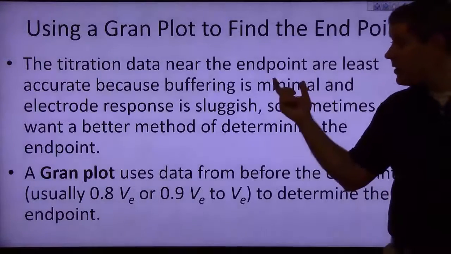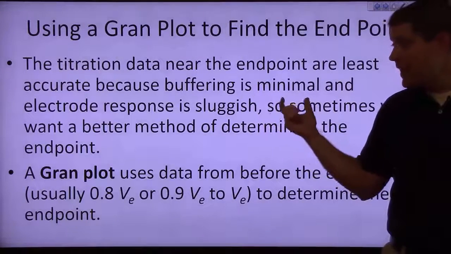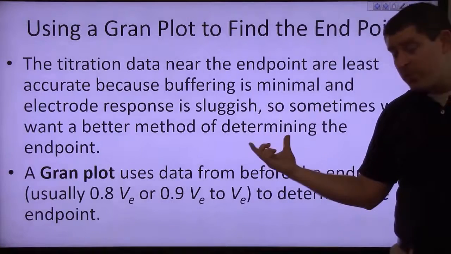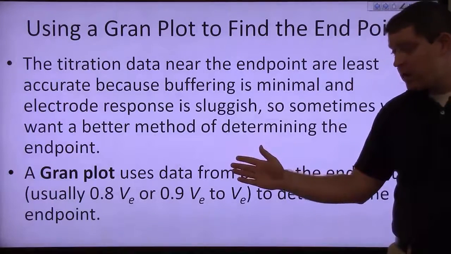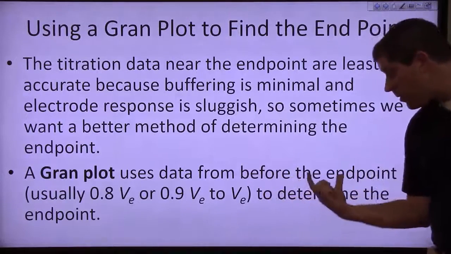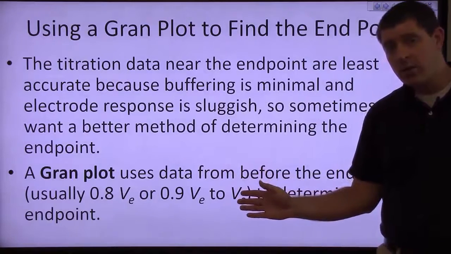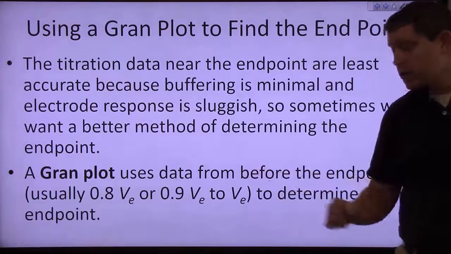Now, the titration data near the endpoint are the least accurate because buffering is minimal and the electrode response is sometimes sluggish, and that means that sometimes we want a better method of determining the endpoint. And to do this, we use a Gran plot. Now, a Gran plot uses data from before the endpoint, usually starting somewhere around 0.8 or 0.9 times the equivalence volume up to the equivalence volume. And it uses that data in order to determine the endpoint.